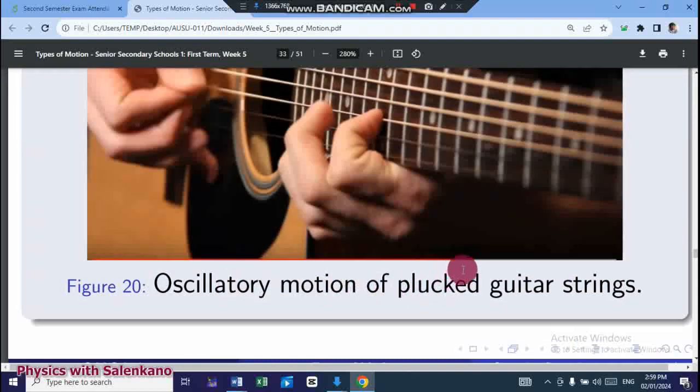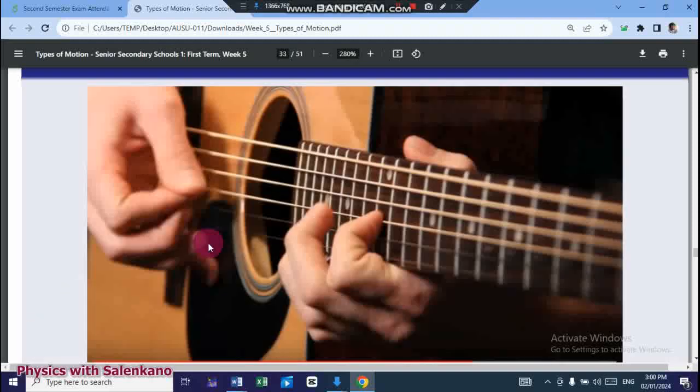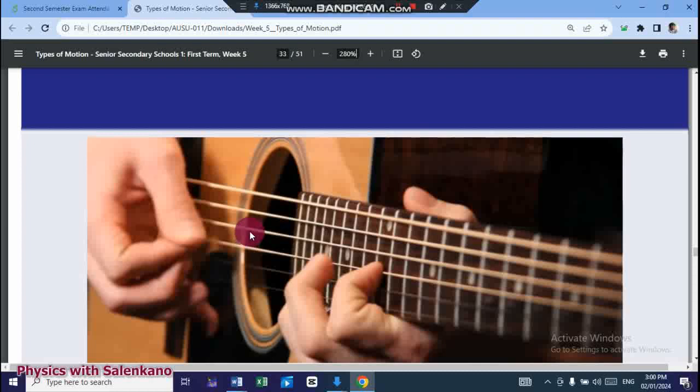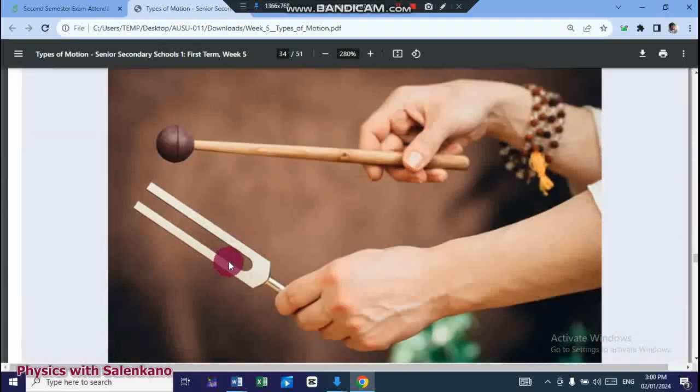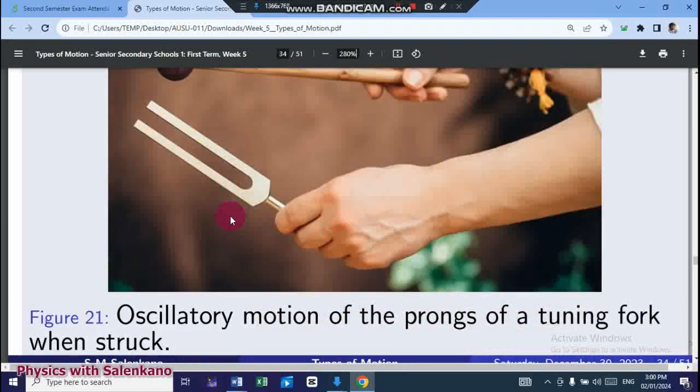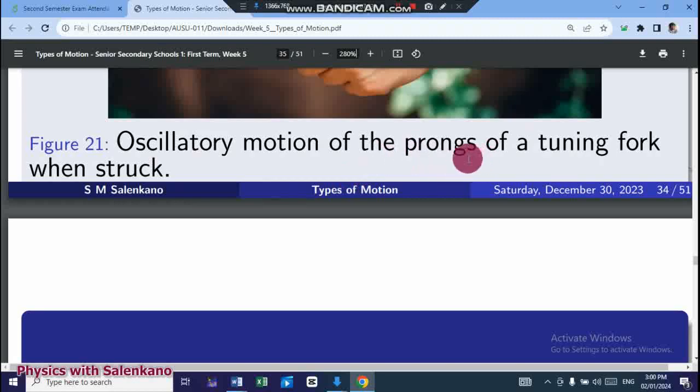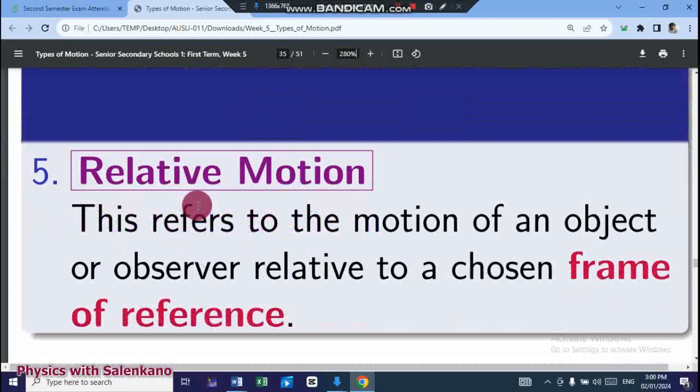Here is oscillatory motion of plucked guitar strings. If you play guitar and then you pluck the string, it moves up and down, up and down, up and down about its fixed position. This is also a kind of oscillatory motion. Then you have the prong. This is what we call a tuning fork. If you hit the prongs of the tuning fork, each prong will be vibrating this way, this way, this way, this way, and this is why we call it oscillatory motion. Oscillatory motion of the prongs of a tuning fork when struck.